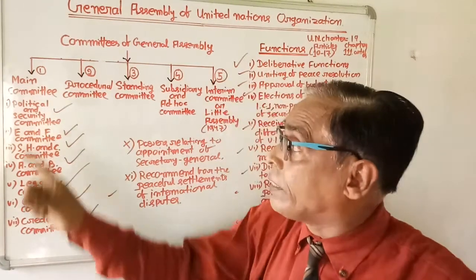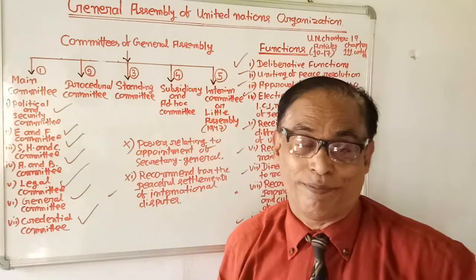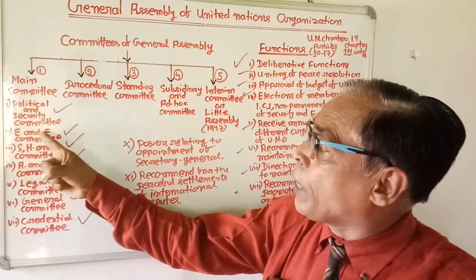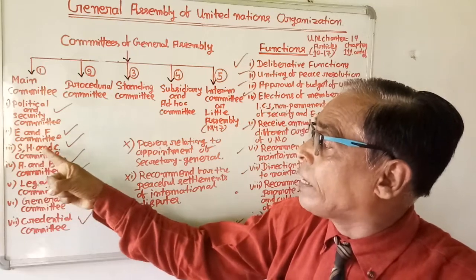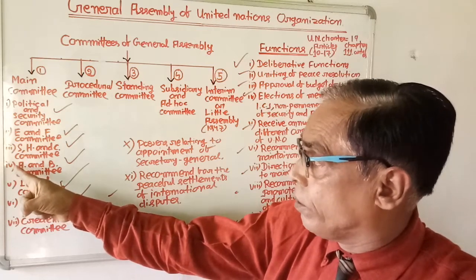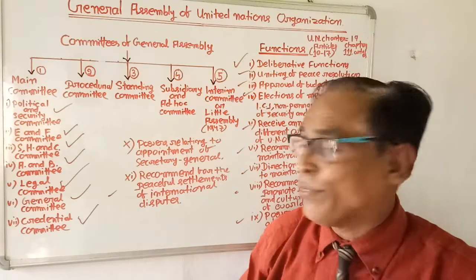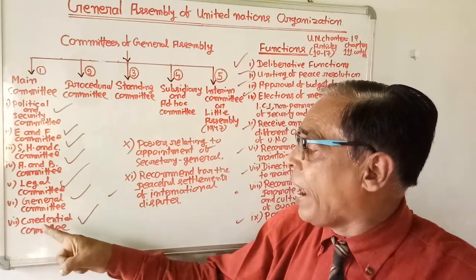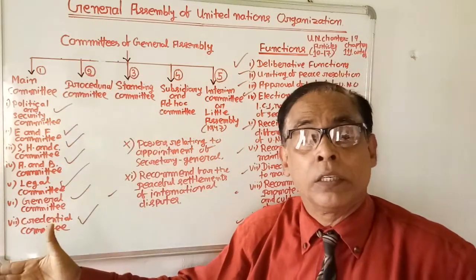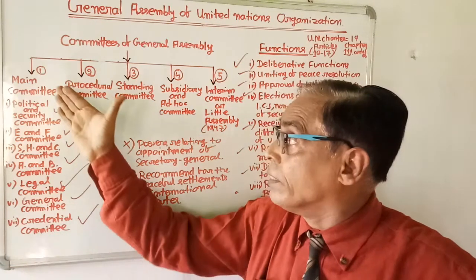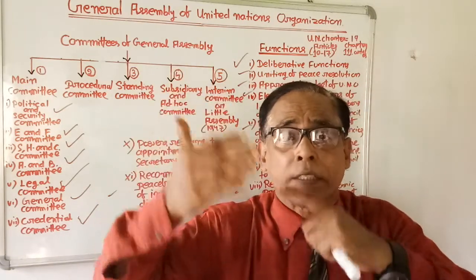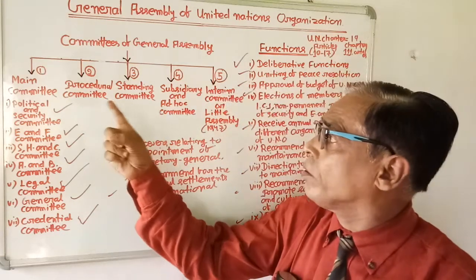And again, this main committee has 7 committees, like political and security committee, economic and financial committee, social, humanitarian and cultural committee. Then administrative and budgetary committee, legal committee, general committee and credential committee. It is the responsibility of these committees to look after the agenda of the General Assembly.